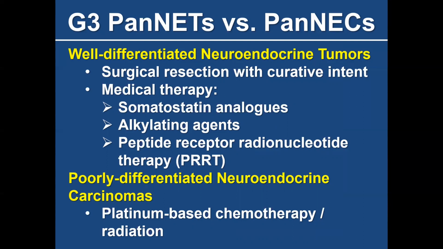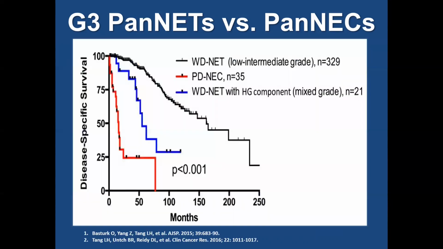In contrast, poorly differentiated PNETs do not respond to these therapeutic interventions, and instead often respond to therapy that we can give patients for pancreatic ductal adenocarcinoma, specifically platinum-based regimens and or radiation. Moreover, there is a difference in prognosis between G3 well-differentiated PNETs and poorly differentiated PNETs. Patients with G3 well-differentiated neuroendocrine tumors, as seen in blue, seem to fare better than patients with a poorly differentiated neuroendocrine carcinoma in red. Thus, considering the differences in treatment and survival, it's important to distinguish G3 well-differentiated neuroendocrine tumors from poorly differentiated neuroendocrine carcinomas.